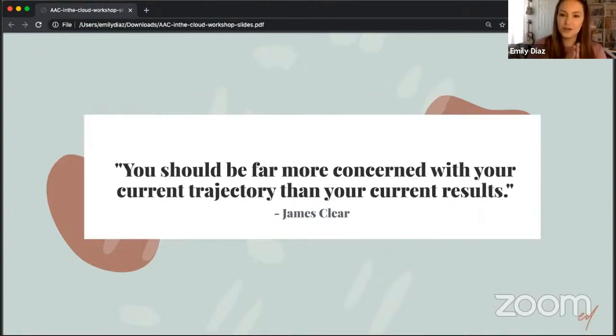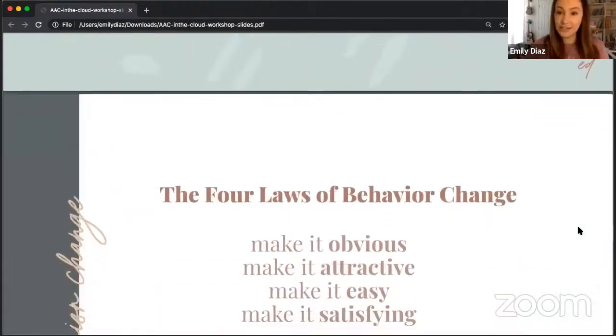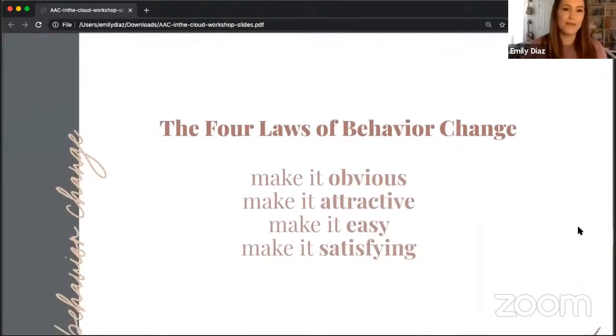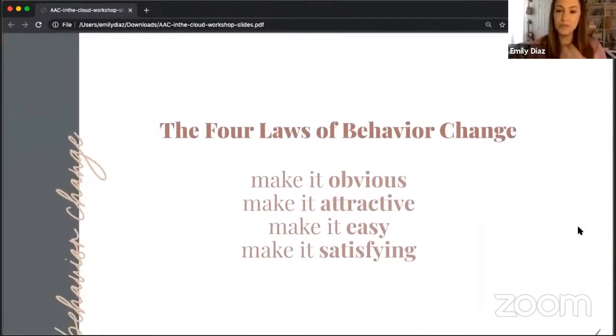So make sure that your current trajectory is in a good place and you don't have to worry about your current results. And that might mean that you need to change the way that you're doing things, and we need to grow as SLPs. Let's talk about changing behavior, since we're on the topic of maybe needing to do things a little bit differently. This will help you change the way that you approach AAC implementation, your coaching, those types of things. And it will also help your classroom staff.